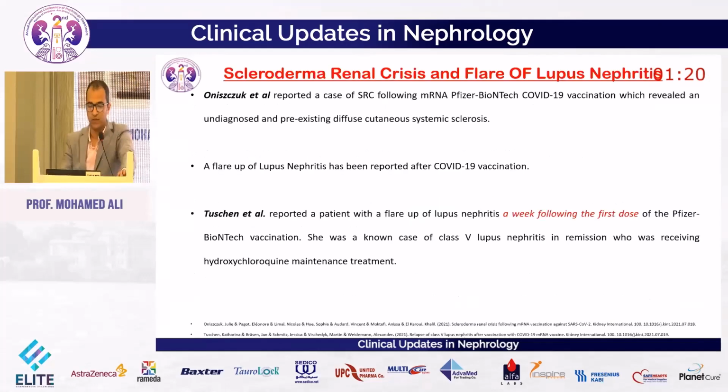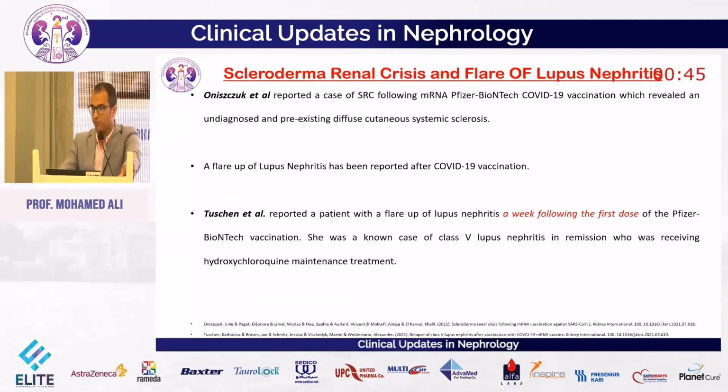About scleroderma renal crisis and the flare of lupus nephritis, there is a case reported following mRNA vaccination in a patient with pre-existing diffuse cutaneous systemic sclerosis. A flare-up of lupus nephritis has also been reported after COVID-19 vaccination. Tashan et al. reported a patient after the first dose of Pfizer vaccination.